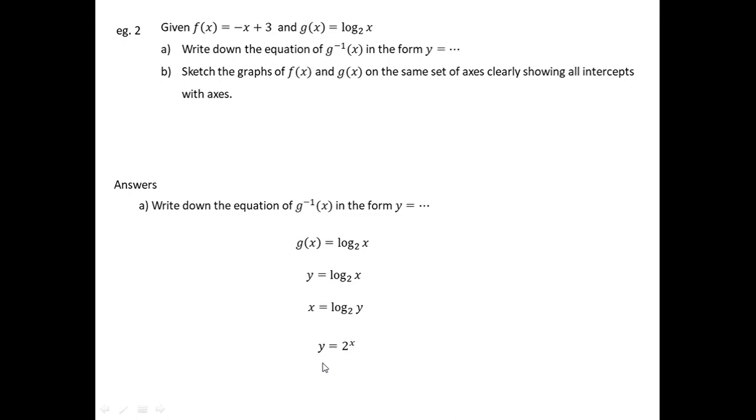Done. That's question A answered. Yes, there's a little red box of glory. Okay, question B. We have to sketch these two graphs. Be careful, we're sketching g of x. We're not sketching the inverse function. We're sketching f of x and g of x on the same set of axes, clearly showing all the intercepts.